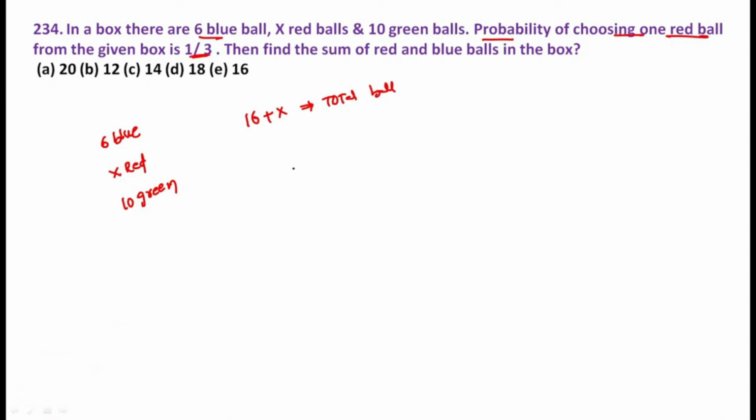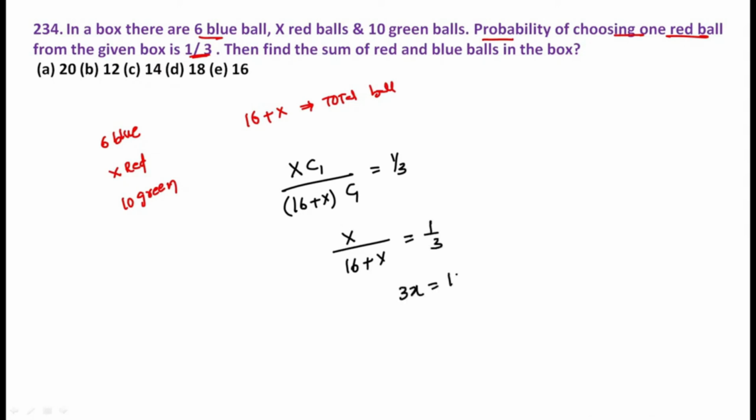Taking one red ball means XC1 by the total, 16 plus XC1. Now this probability is equal to 1 by 3. Finally, X by 16 plus X is equal to 1 by 3. Now 3X is equal to 16 plus X. Now 2X is equal to 16. Now you can get X is equal to 8.